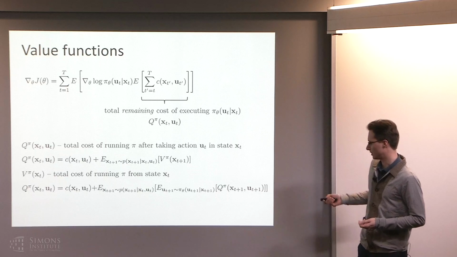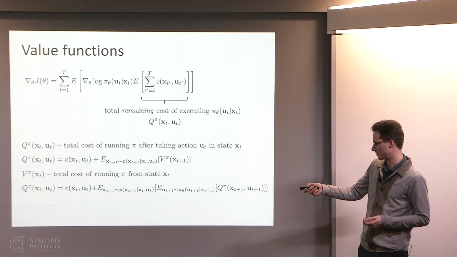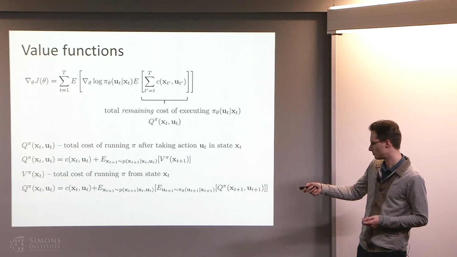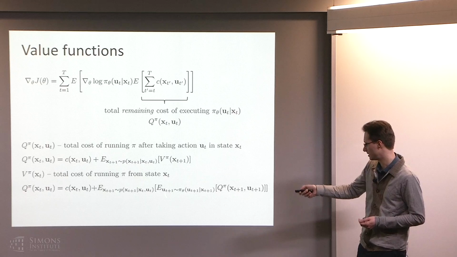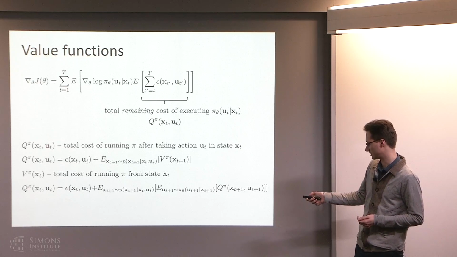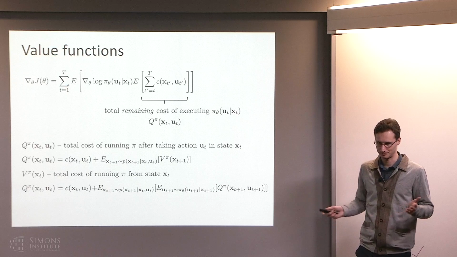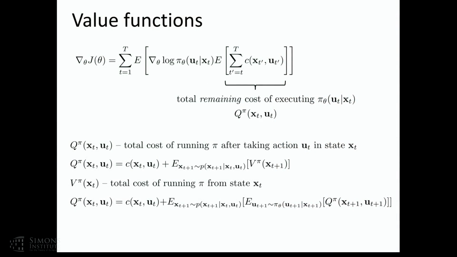So we can expand out these terms. We can say the Q function is the cost now, plus the expectation over the next state of the expected action under your policy of the next Q function. And this term right here is the value function, this expected Q given the action distributed according to your policy. So these are useful objects that we're going to then use to incorporate into our policy gradient or to design algorithms that don't even require a policy gradient, like Q-learning.